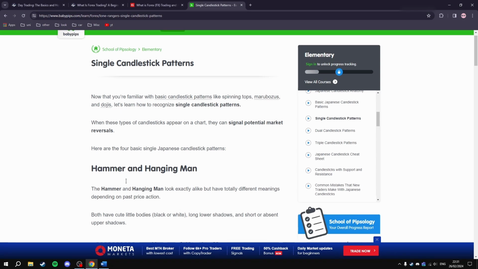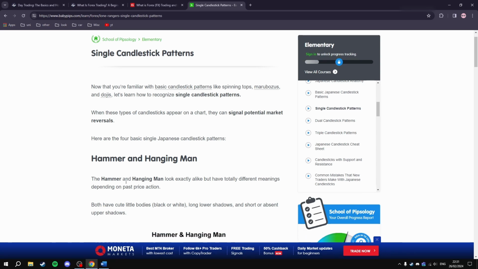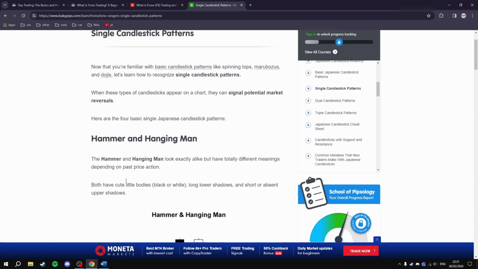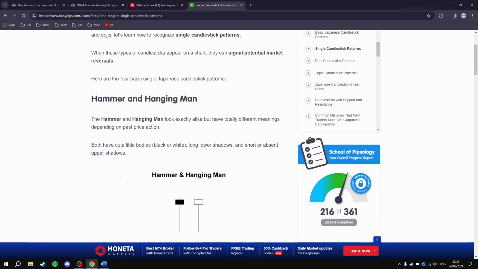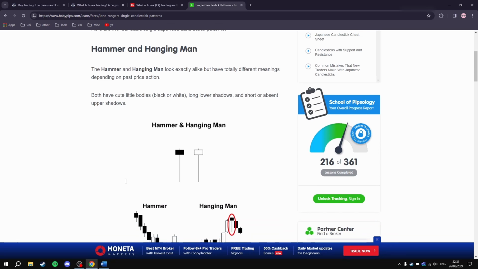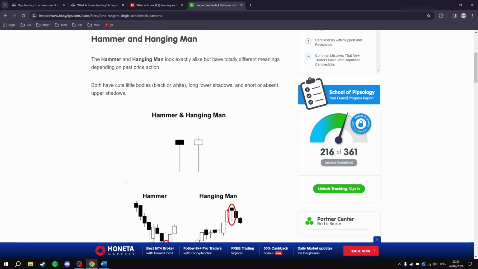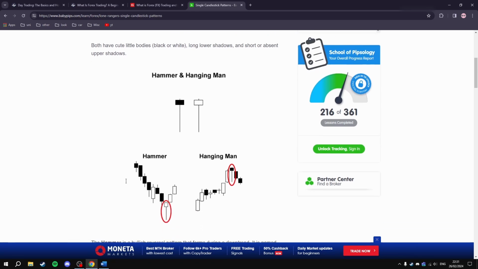Single candlestick patterns. Now that you're familiar with basic candlestick patterns like spinning tops, Marubozus and dojis, let's learn how to recognize single candlestick patterns. When these types of candlesticks appear on a chart, they can signal potential market reversals. Here are four basic Japanese candlestick patterns. Hammer and hanging man. The hammer and hanging man look exactly alike but have totally different meanings depending on the past price action. Both have small bodies, black or white, long lower shadows, and short or absent upper shadows.